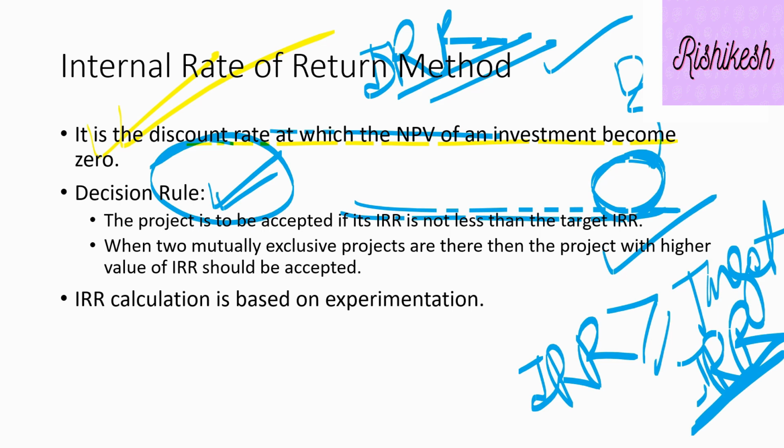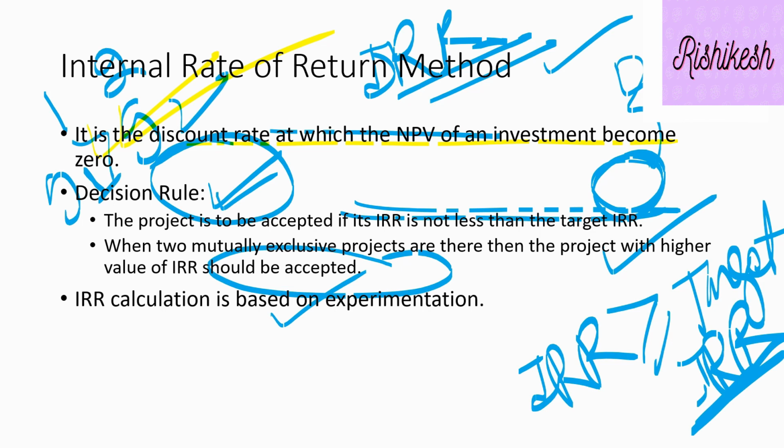That is in case of independent projects, but in case of mutually exclusive projects, the project with a higher IRR should be accepted. So if you have got two projects with IRR 1 and IRR 2, and if IRR 1 is greater than IRR 2, then one project should be accepted. That is in case of mutually exclusive projects.